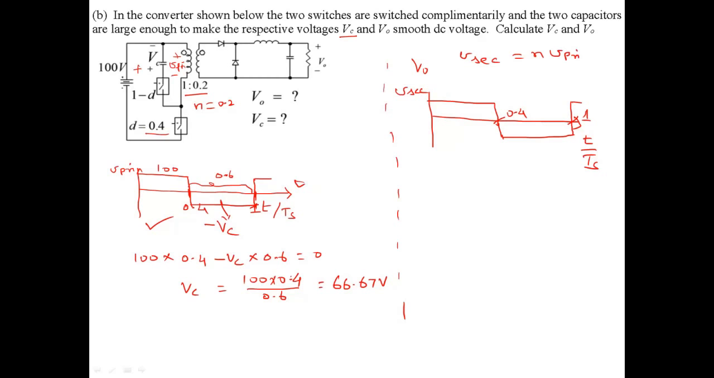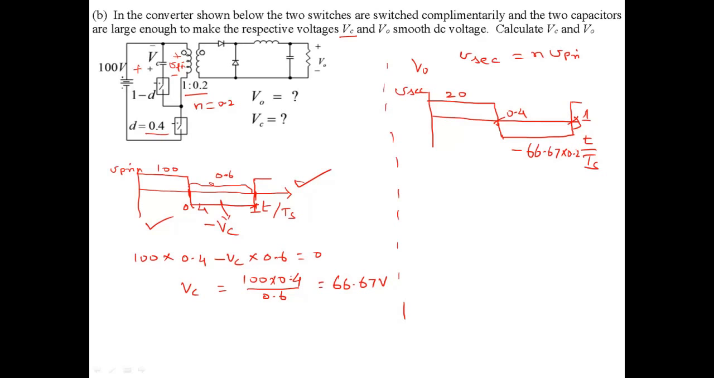Okay, so this magnitude here is N times V primary, so we are writing V secondary equals N times V primary. V primary is right here, therefore it will be 100 times 0.2, or 20 volts, and the voltage here would be minus 66.67 times 0.2. In fact, it does not matter, but I will write that.